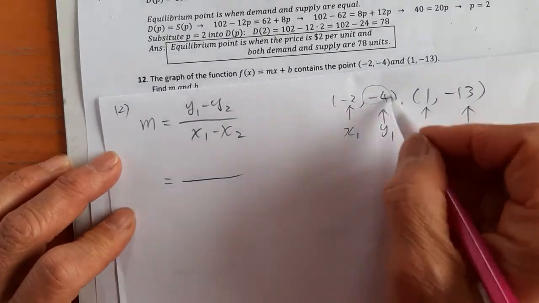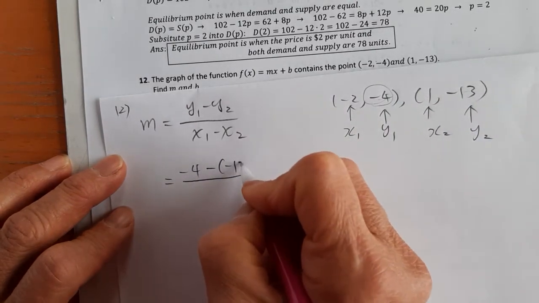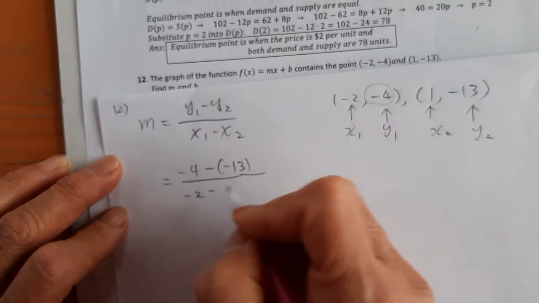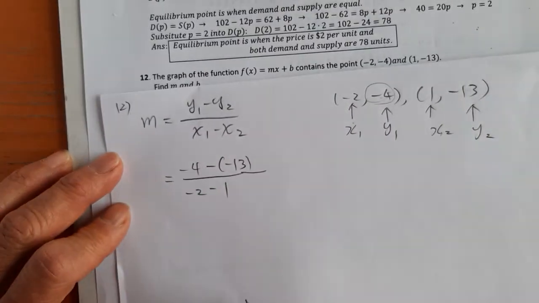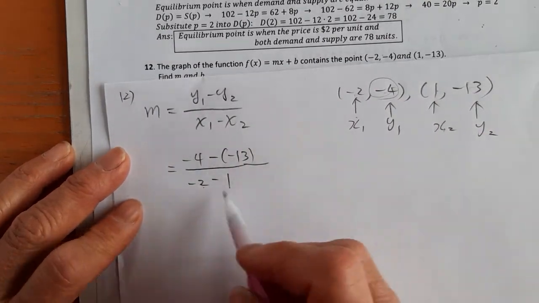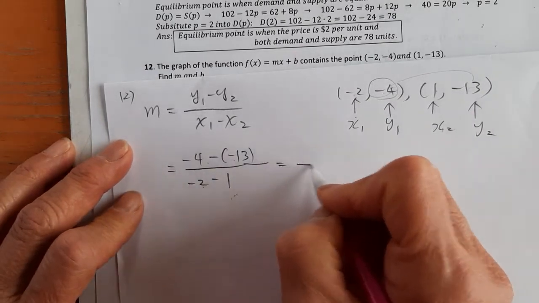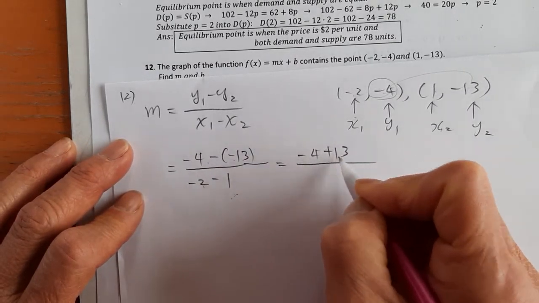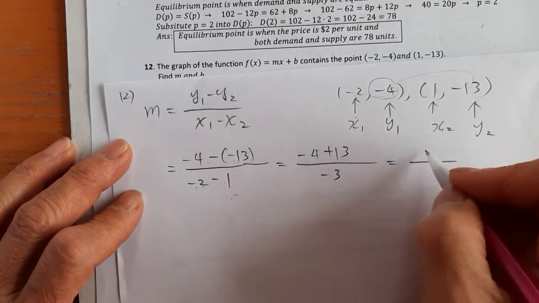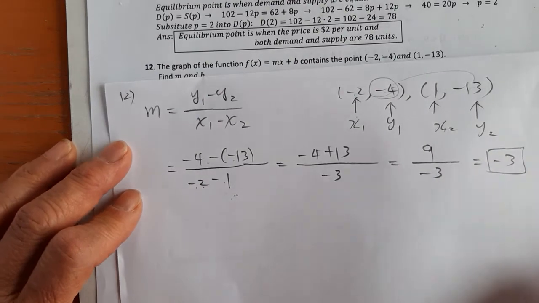Y change is -4 minus -13, over x change, x1 minus x2. Plug it in: -2 minus 1 on the denominator. Y change: -4 minus -13, it's -4 add 13, which is 9. -2 add -1 is -3. So you get 9 over -3, which is -3. That's the slope.